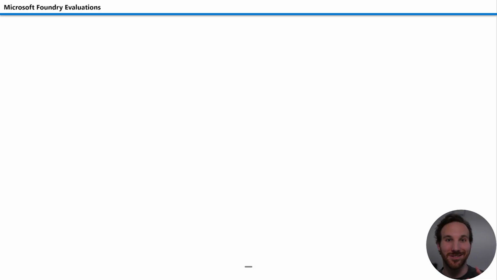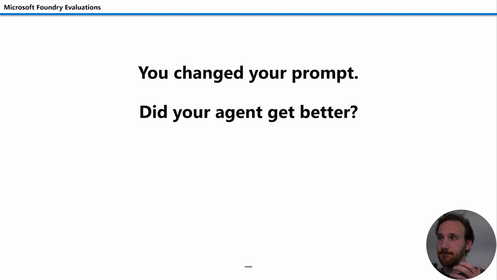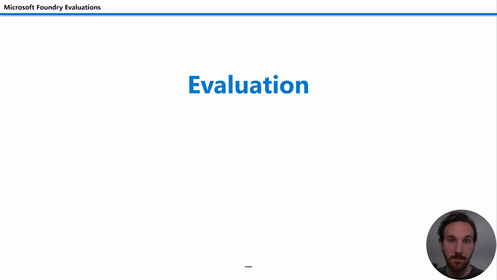Now, evaluations. Consider this. You're building an Azure AI agent, and you want to know that it's working. You change the prompt in some way because you want to improve it. But once you change the prompt and you put in a new input and you get some sort of output, can you tell that the agent has improved? Can you tell that it's gotten better? You don't really know. It's really difficult to know when we make changes to the system prompt or the instructions if our agent actually improved. And that's where evaluations come in.